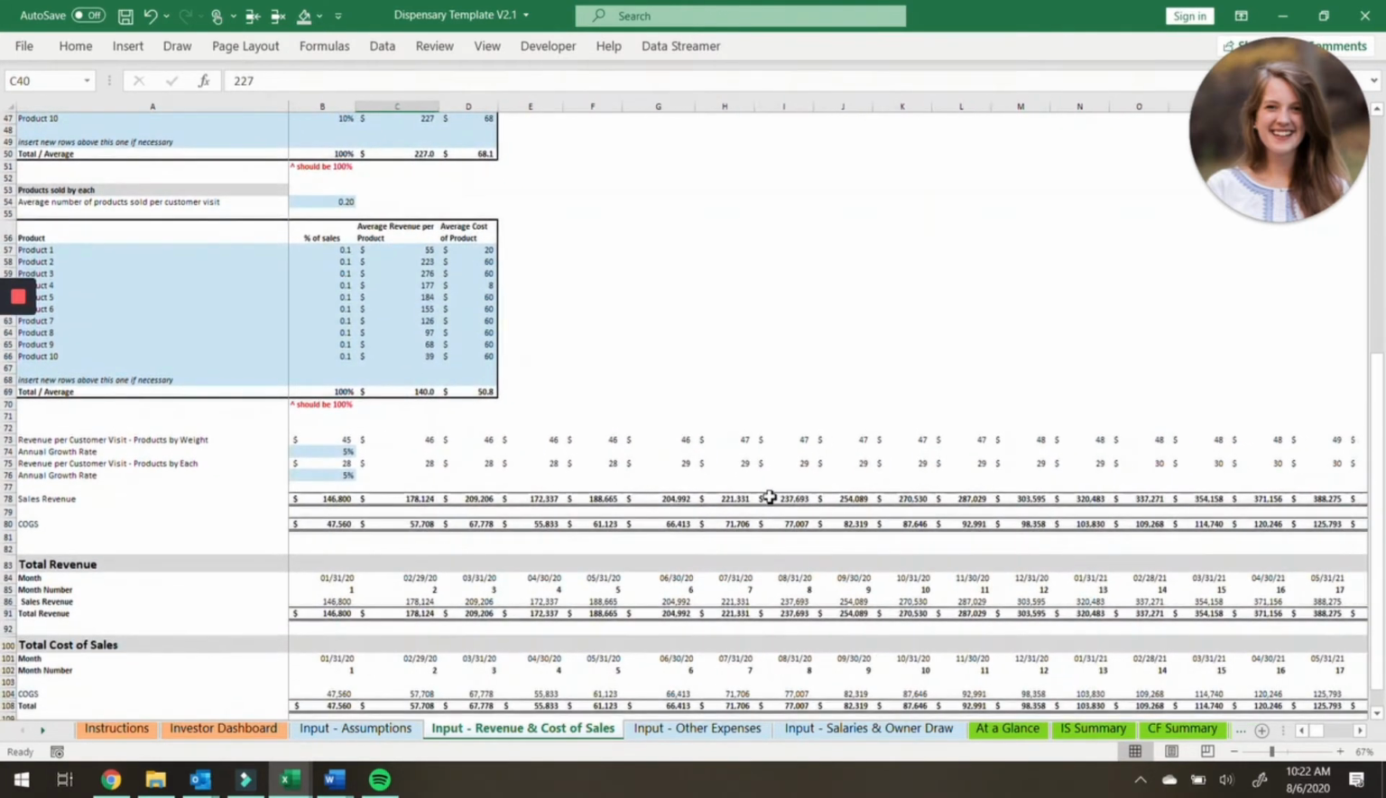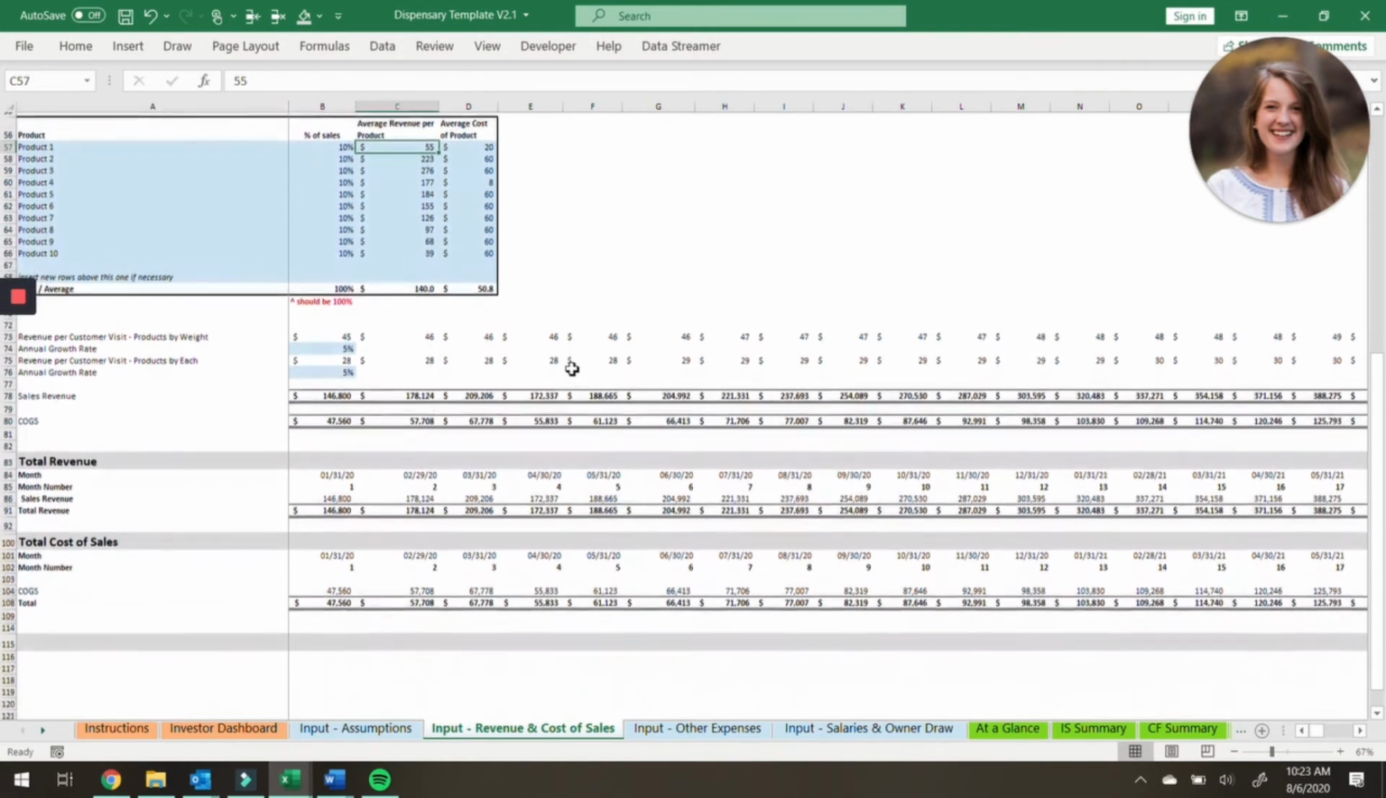And then we'll scroll down to average products sold by each. You'll see here that each customer is purchasing on average 0.2 products per visit, or they're purchasing a product by each about once every 5 visits. And you can update that number accordingly. Again, enter your products or product categories here, your percentage of sales, and then your average revenue per product here, as well as the average cost per product.